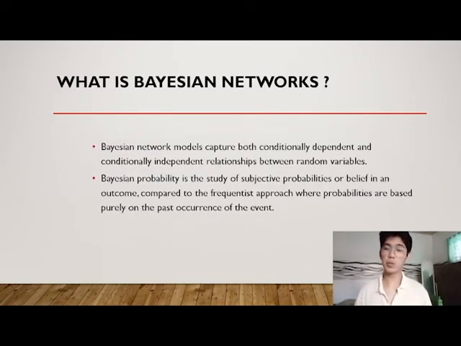And Bayesian network models capture both conditionally dependent and conditionally independent relationships between random variables. And Bayesian probability is the study of subjective probabilities or belief in an outcome, compared to the frequentist approach where probabilities are based purely on the past occurrence of the event.